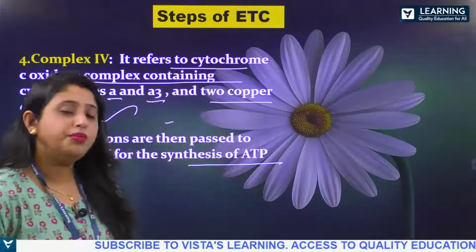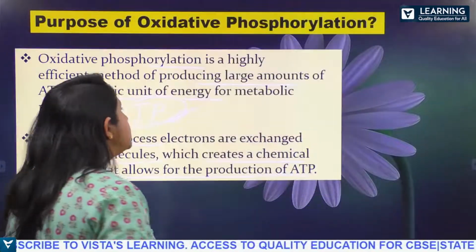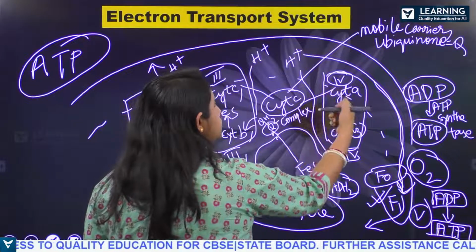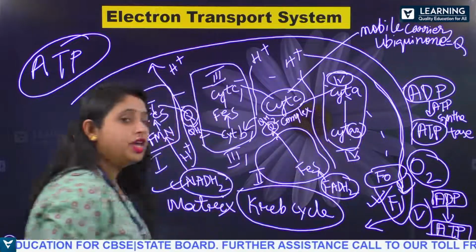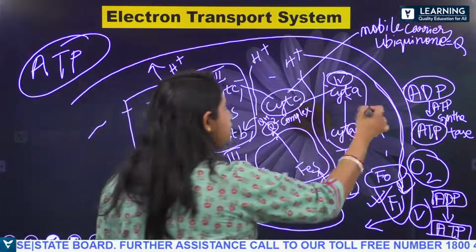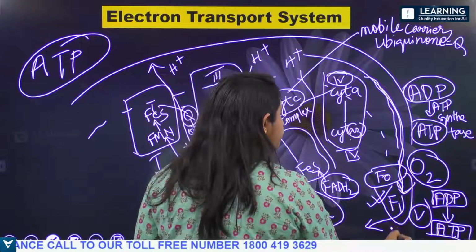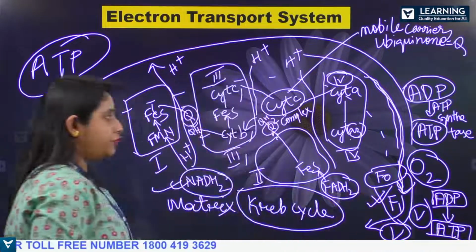So further, what happens in complex number 4? The cytochrome C gets oxidized into cytochrome A and cytochrome A3, and further it is being sent to complex number 5. Is that clear?